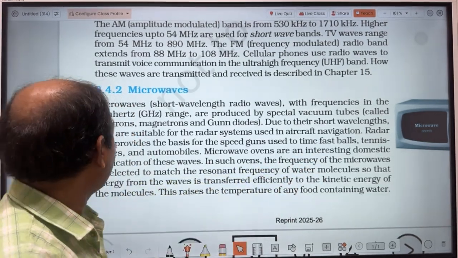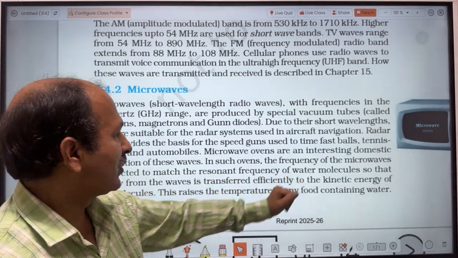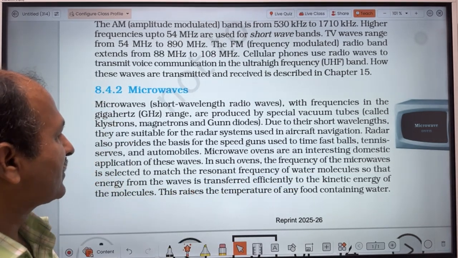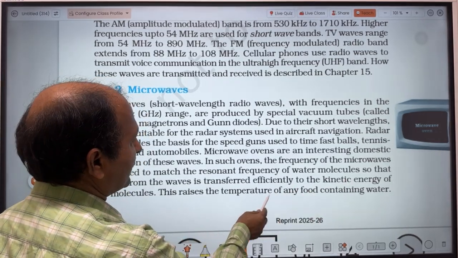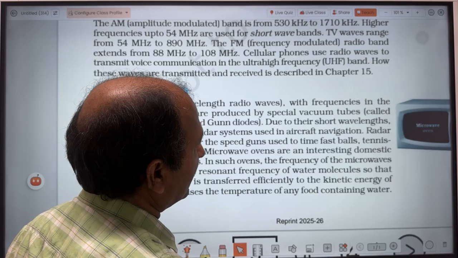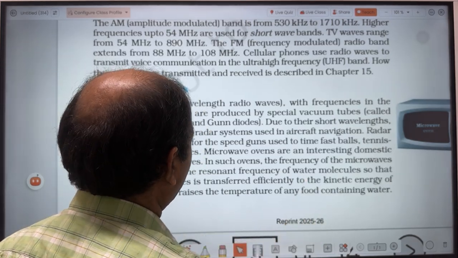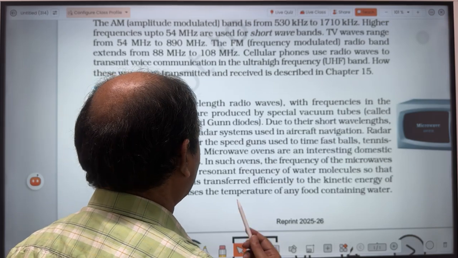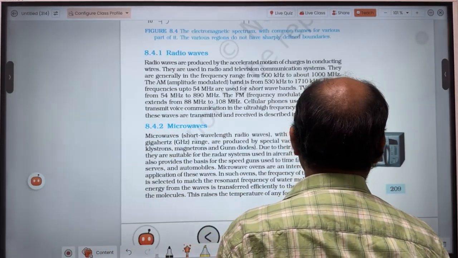In such an oven, the frequency of the microwaves is selected to match the resonant frequency of the water molecules so that energy from the waves is transferred efficiently to the kinetic energy of the molecules. This raises the temperature of any food containing water. This is an important concept. You should understand how the food put inside the microwave gets heated.